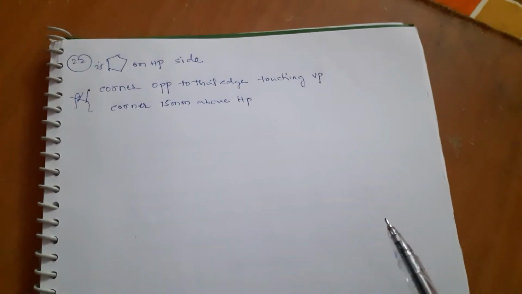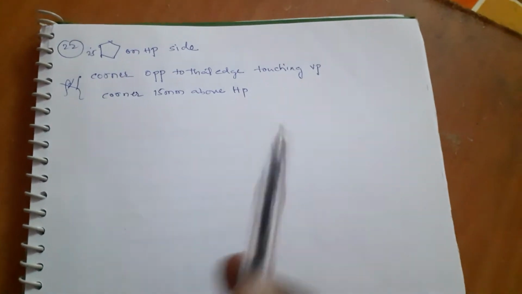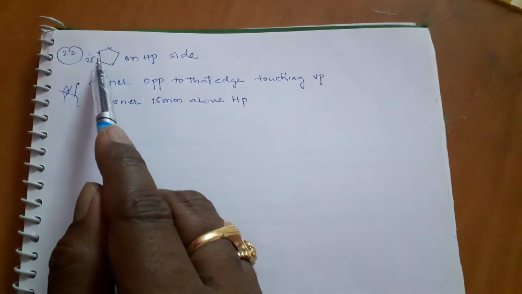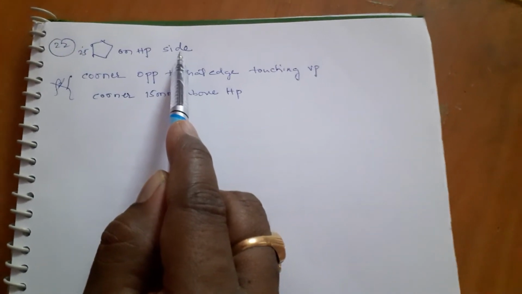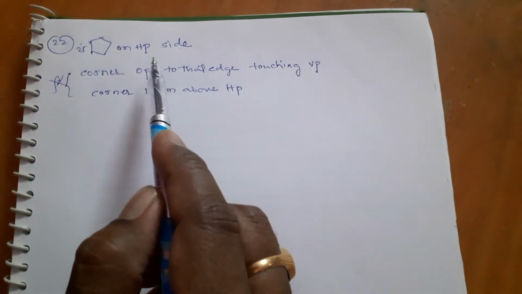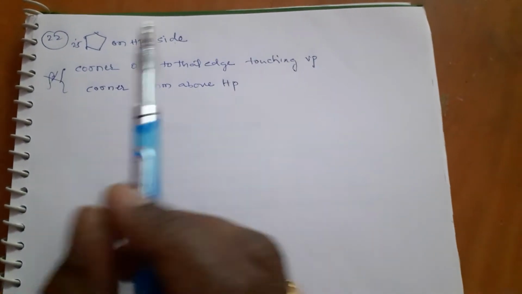The problem I have not written. I will just explain the given data so we can easily do the things. Now in the 22nd problem, what he has said: a pentagonal lamina of 25 mm edge rests on HP on one of its sides. Here the difference is that we have to find out where it is resting, how it is resting, and the angles it is making.